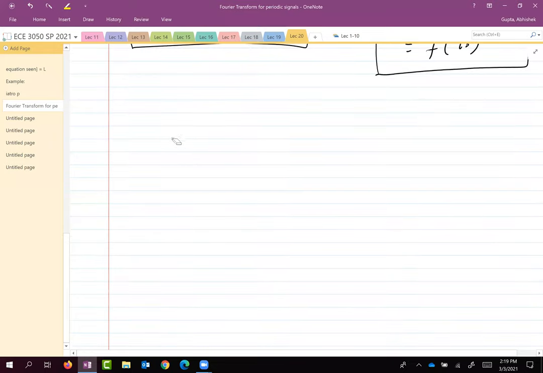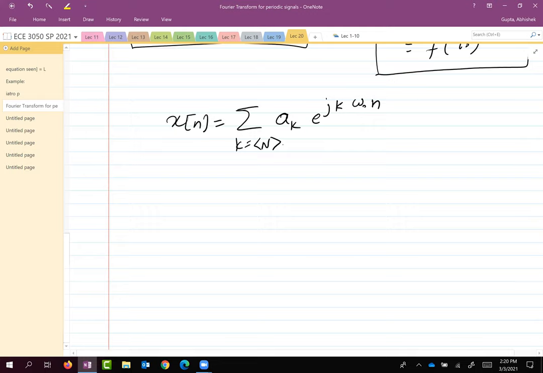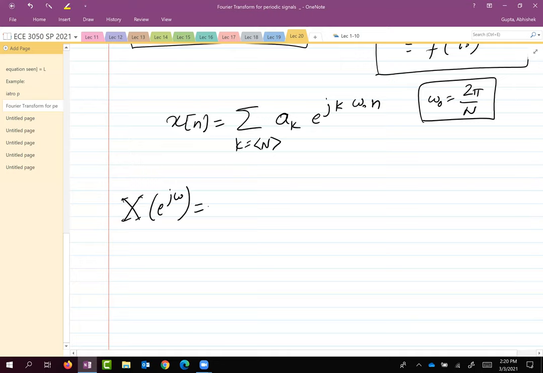Now let's consider x[n], which is the sum of a_k e raised to j k omega naught n, k equals n terms. So I can take k going from 0 to N minus 1 or 1 to N or whatever, some N consecutive values of k. Omega naught equals 2 pi over N. So for this situation, the Fourier transform is defined as follows. What do you think the Fourier transform would be defined as for this case?